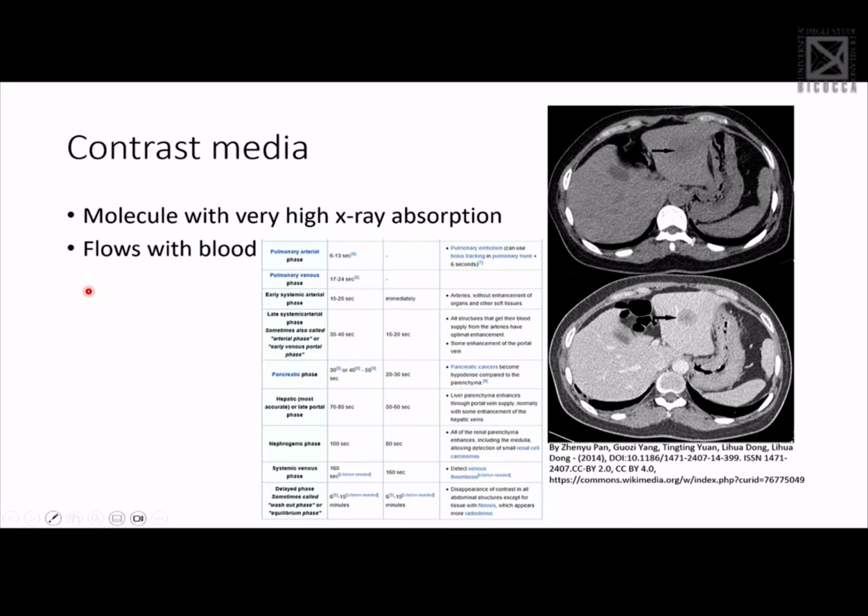If you are interested, you can go on Radiopedia, on Wikipedia, or so on, and see for different kinds of illnesses how you can use contrast media.